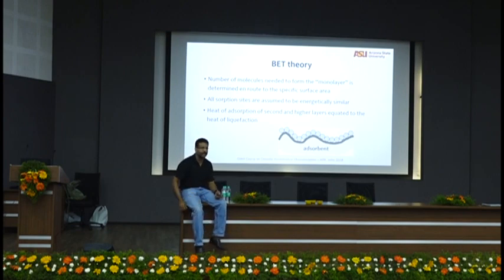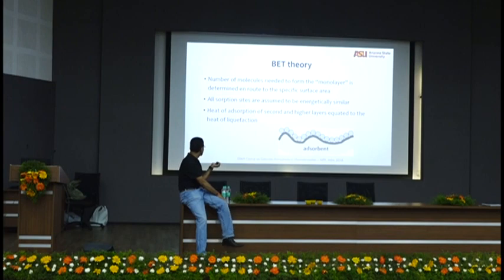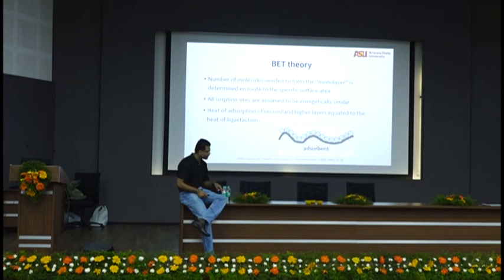So I can't afford to make any more assumptions. It's already so complicated. I also assume that heat of absorption of second and higher layers is equal to heat of liquefaction. So what is my guarantee that there is only one layer of nitrogen? How can I guarantee that nitrogen goes and stays only one layer? What happens if 2, 3, 4 layers of nitrogen happen, right? Then I will have to find out a way to account for the secondary layers of it.